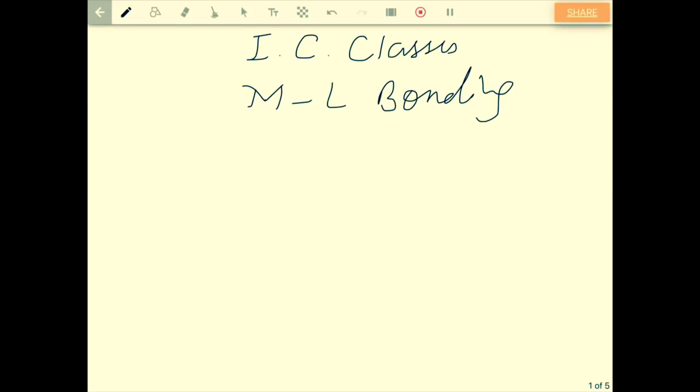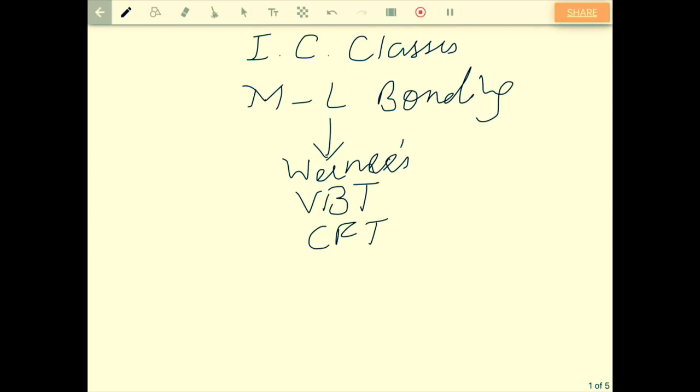What is the nature of bonding between metal and ligand in metal complexes? There are several theories which already discuss the nature of bonding between metal and ligand, and these include Werner's theory, then valence bond theory, then CFT theory. And in this class we are going to discuss the LFT theory.